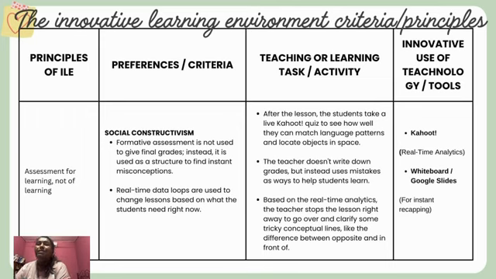Okay, so the next principle is assessment for learning. We don't use quizzes for grades. It's assessment for learning, not of learning. We use real-time data to catch misconceptions instantly. Based on the live analytics from the post-lesson Kahoot quiz, the teacher can immediately pause the class to clarify tricky concepts like the exact difference between opposite and in front of.